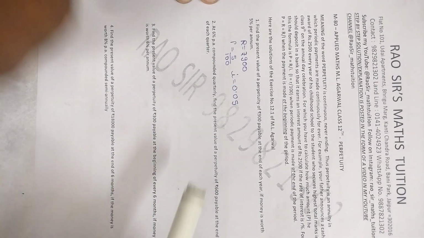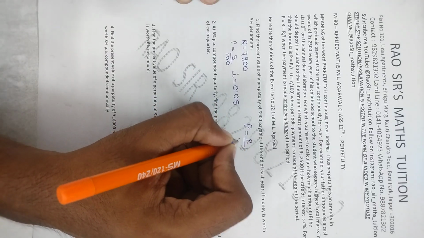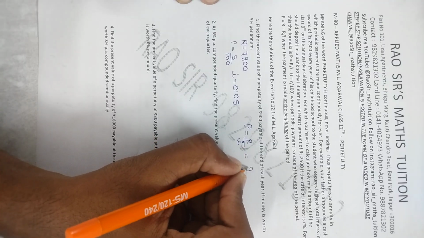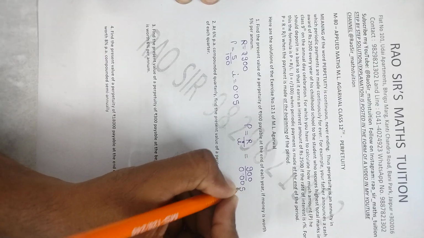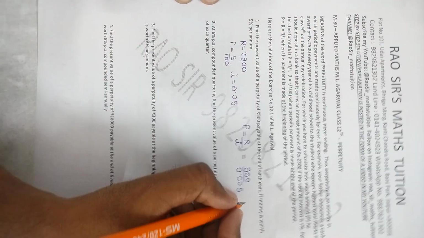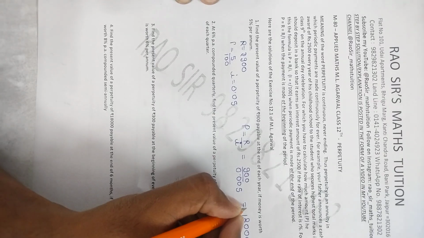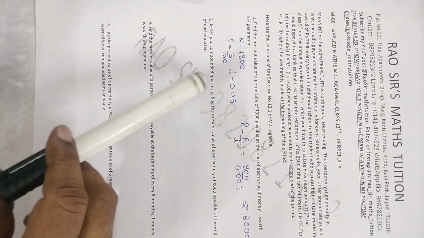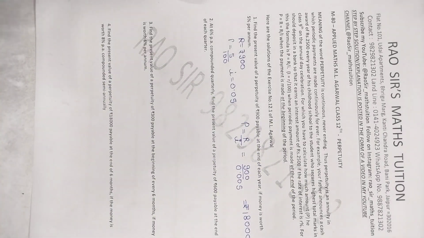Since the formula is P is equal to R by I, that is 900 upon 0.05, which works out to 18,000. That's the answer. That means if 18,000 is deposited, it will fetch an interest of 900 rupees per year. Go to the second question.